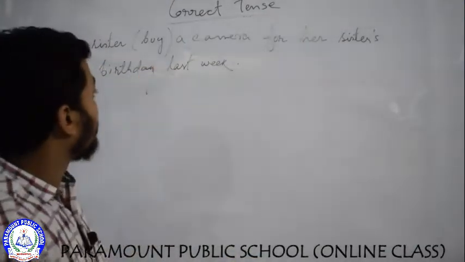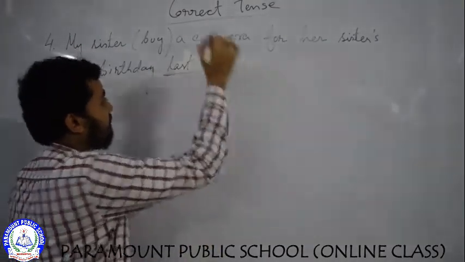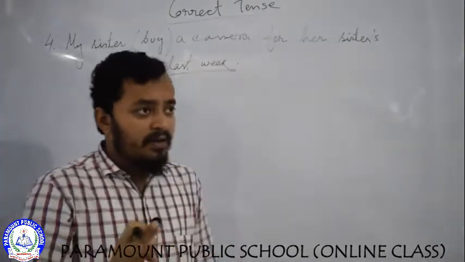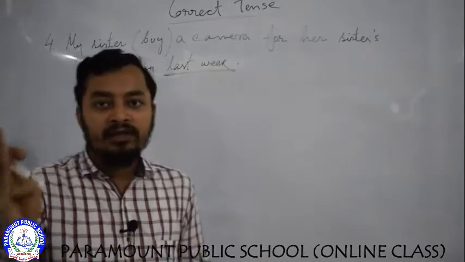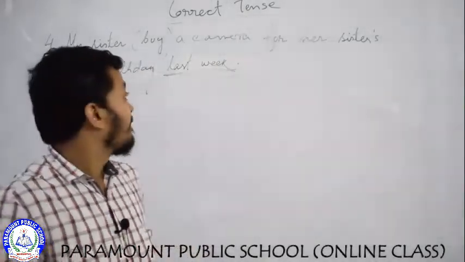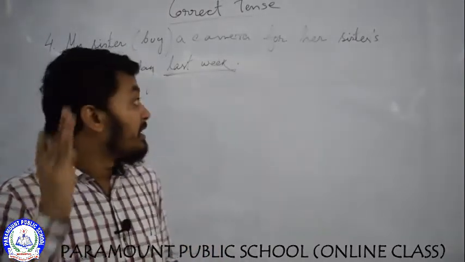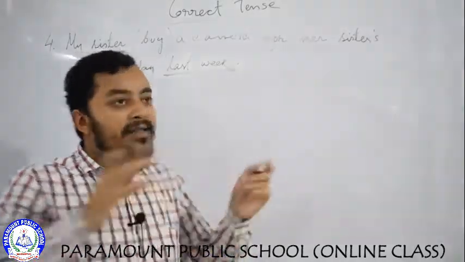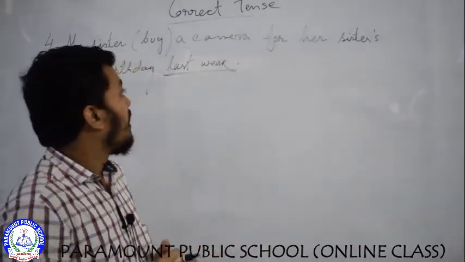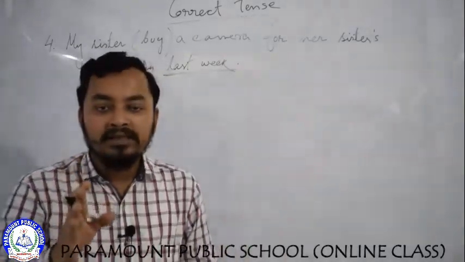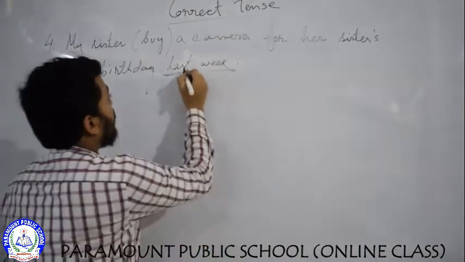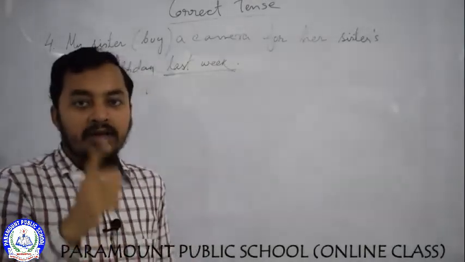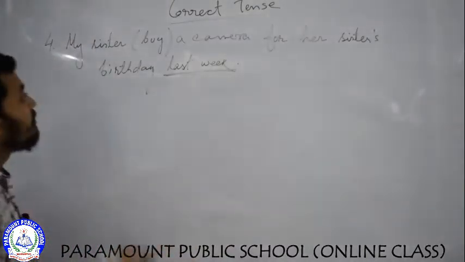Now analyze the sentence. You see, last week is there. If in any sentence you see time phrases like last week, last year, last month, ago, yesterday, as if, as though, it is time, I wish, these are the time phrases used in which tense? Past indefinite tense. So last week is there. As per rule, the verb in the bracket should be in which tense? Past indefinite tense.